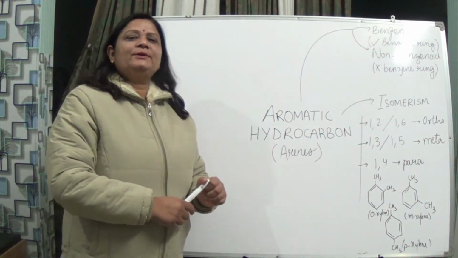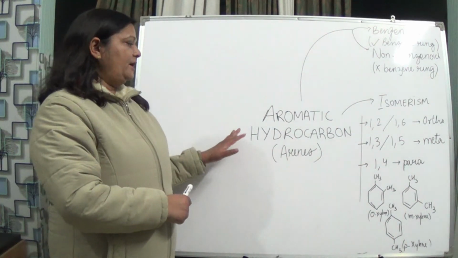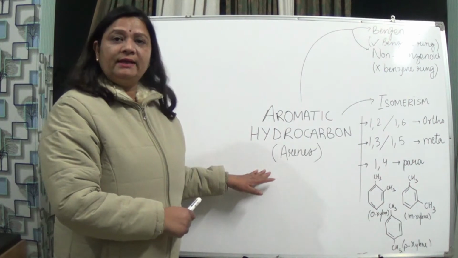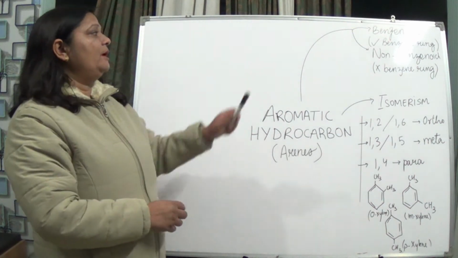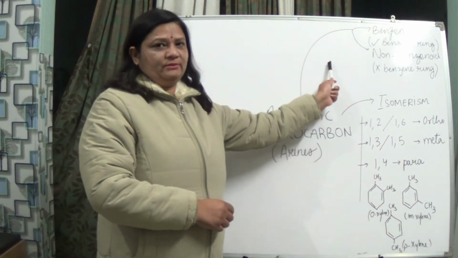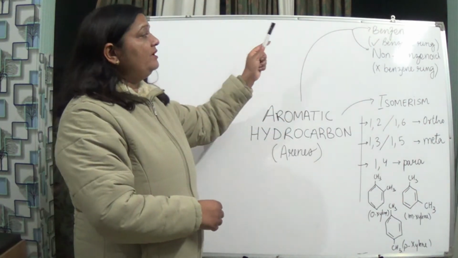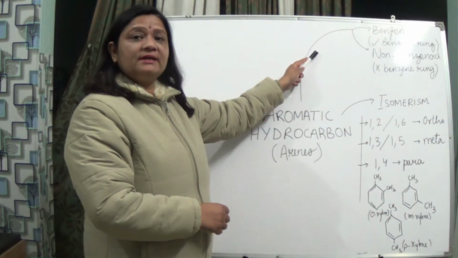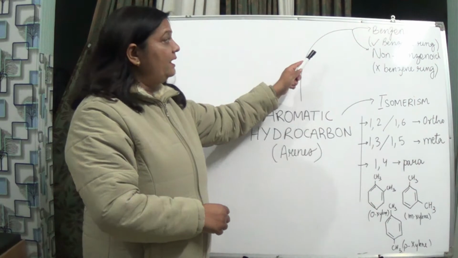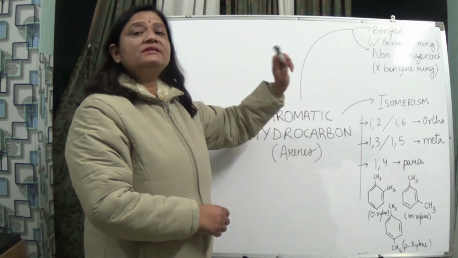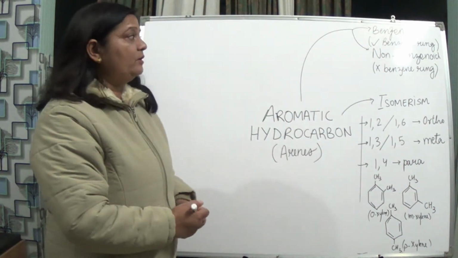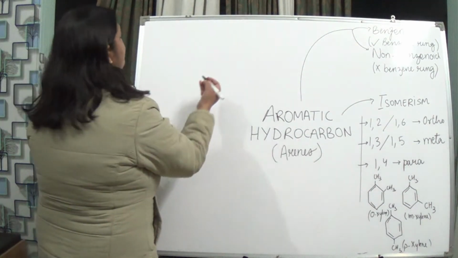Hello students, today we are going to study aromatic hydrocarbons, basically known as arenes. They are classified into benzenoid and non-benzenoid compounds. When we say benzenoid, it means it consists of a benzene ring. And if I say non-benzenoid, it means it does not consist of a benzene ring. We can see some examples.